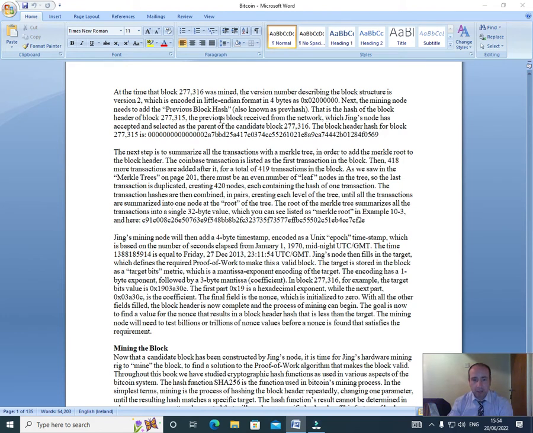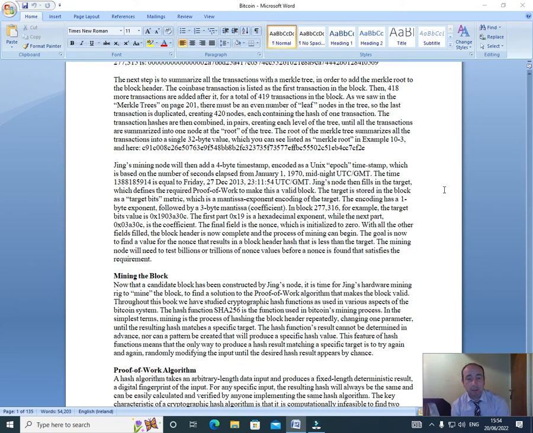That is the hash of the block header of the block 277315, the previous block received from the network, which Jing's node has accepted and selected as the parent of the candidate block 277316. The block header hash for the block 277315 is, I'm not going to read all that, it's typically long, but you can see it there yourselves.